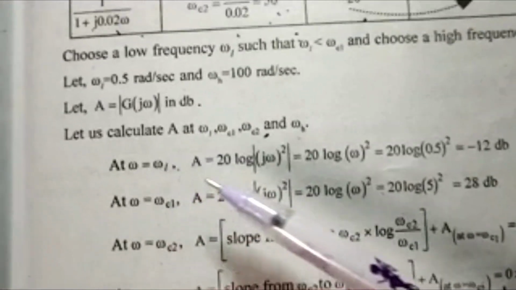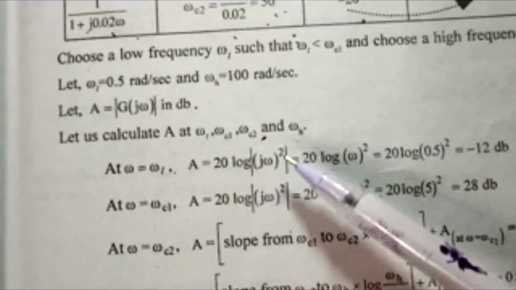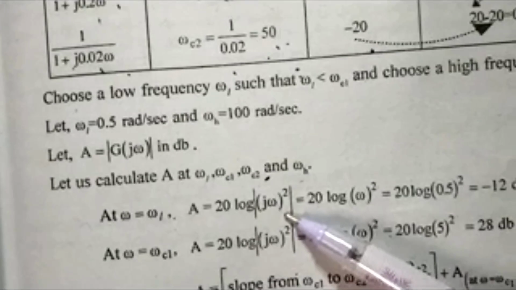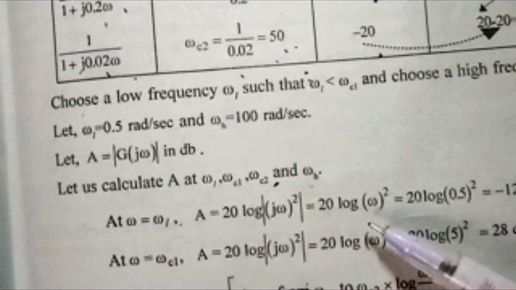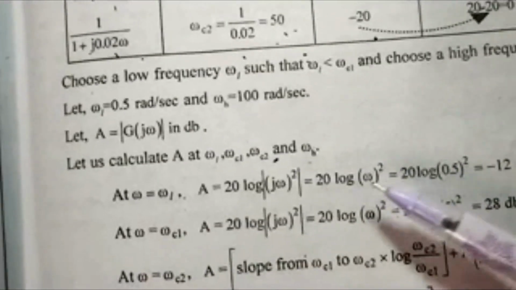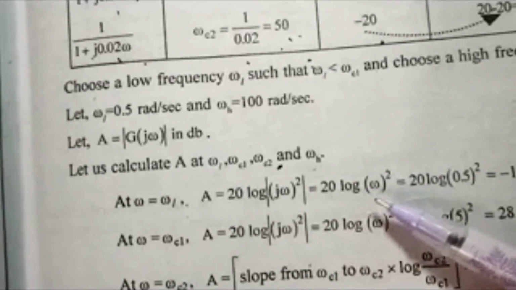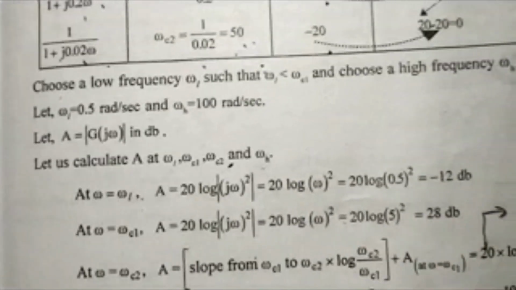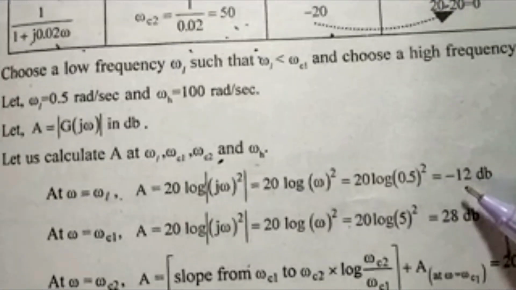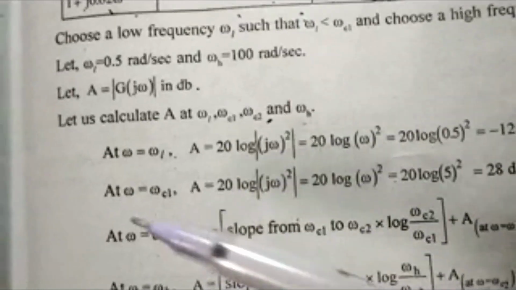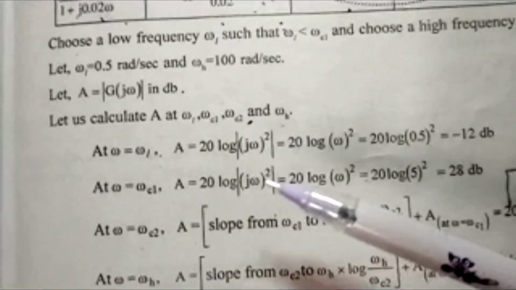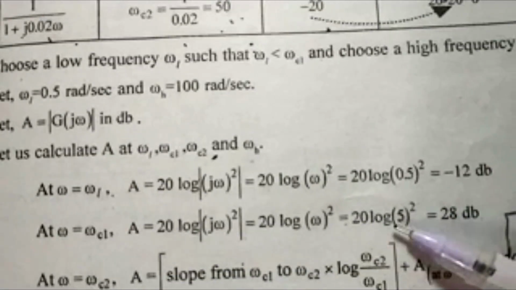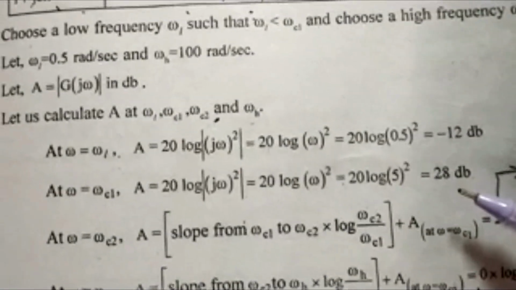Omega equal to omega L. A is equal to 20 log of the term. What is the term? J omega whole square. That is substituted. And mod J square is nothing but minus 1, but as it is mod, we'll take directly the positive value, 20 log omega square. What is the value of omega L? 0.5. That is substituted. You are going to get minus 12. I said for two frequencies. What is the next frequency? Omega C1. So the term is the same, but what is the change? The value of the frequency changes. So after calculating, it is 28 dB.